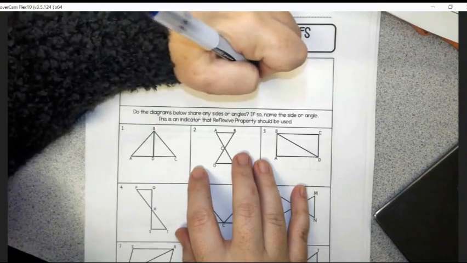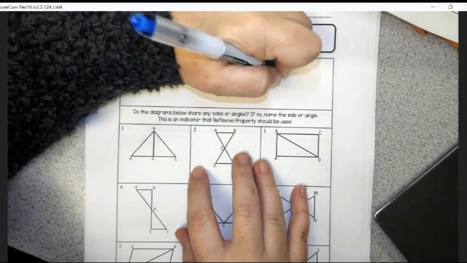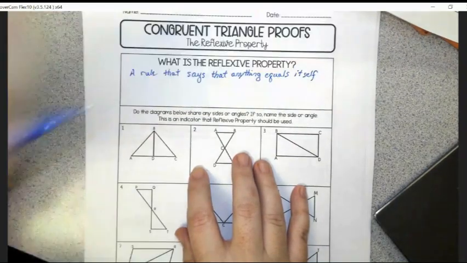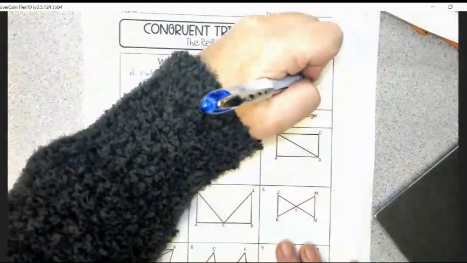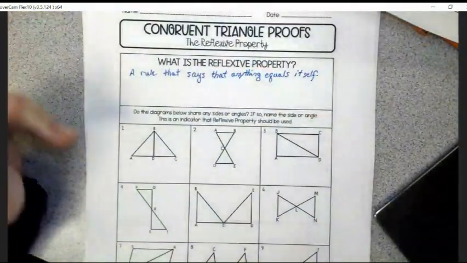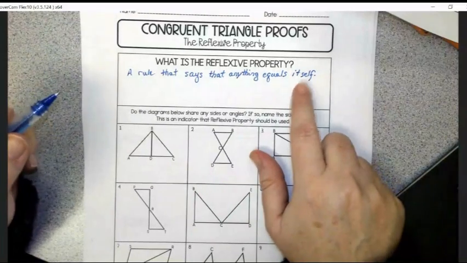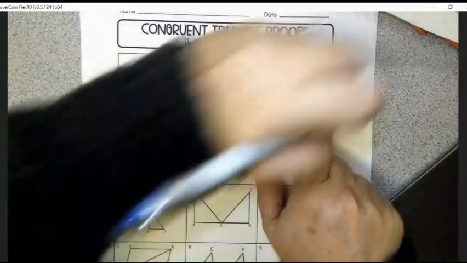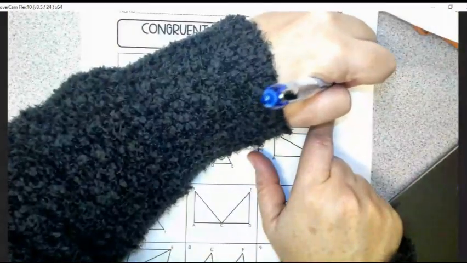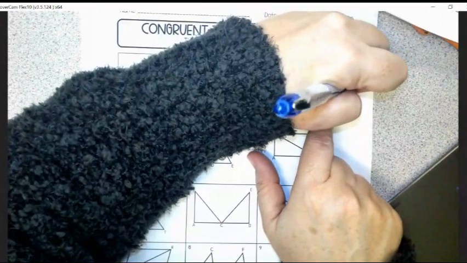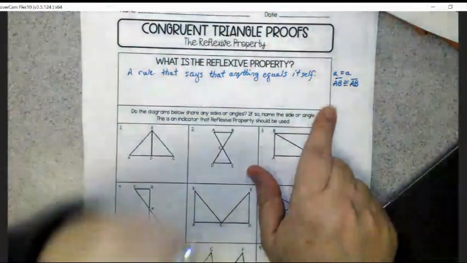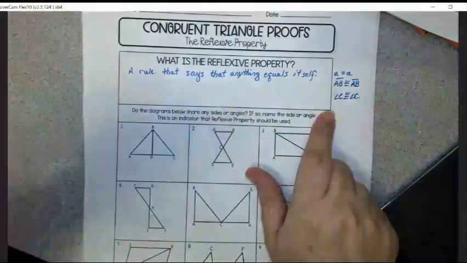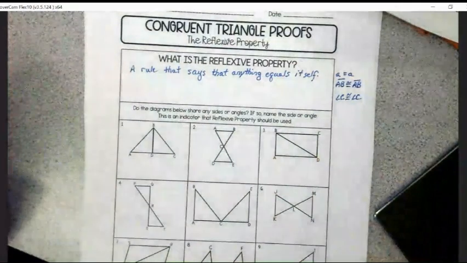So just like when you look in the mirror, you're looking at an exact copy of yourself. In geometry, we are talking about lines and angles or segments or triangles that are equal to themselves. So we learned this formally before, and the shorthand for saying it was just putting A equals A, or side AB is congruent to side AB, or angle C is congruent to angle C. So you have the same thing on both sides of your congruent sign.